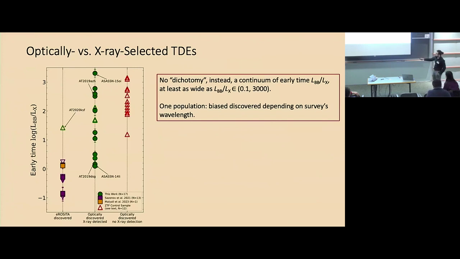So for example, the source here didn't have early time X-ray emission, but was missed by ZTF and then was discovered by Rosetta at late times. So the survey preferentially selects from a range, but it doesn't mean that there are two separate populations.